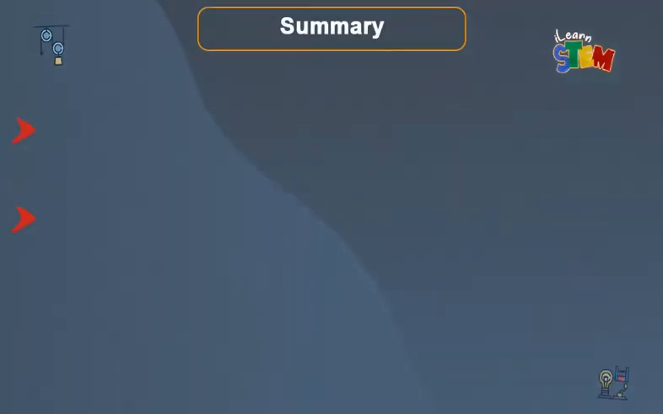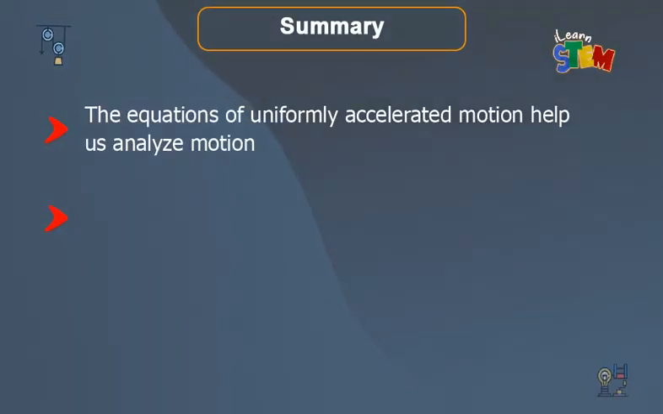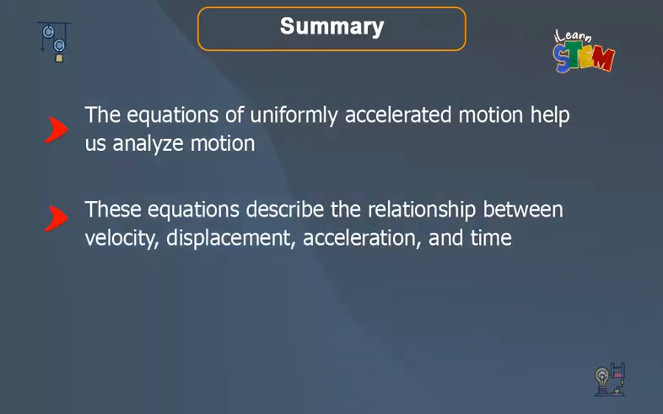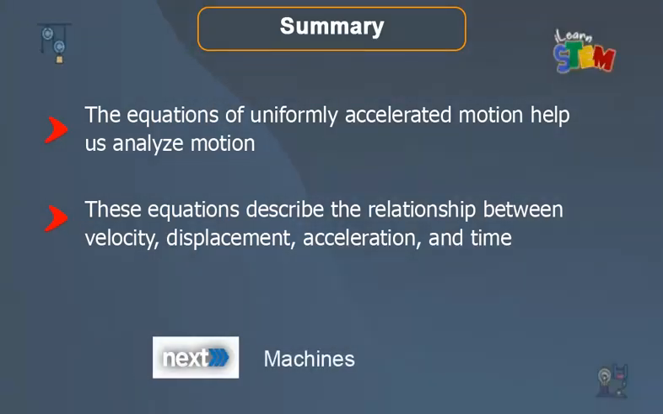Great job so far. Let's recap. The equations of uniformly accelerated motion help us analyze motion. These equations describe the relationship between velocity, displacement, acceleration, and time. In our next lesson, we will be learning about machines.